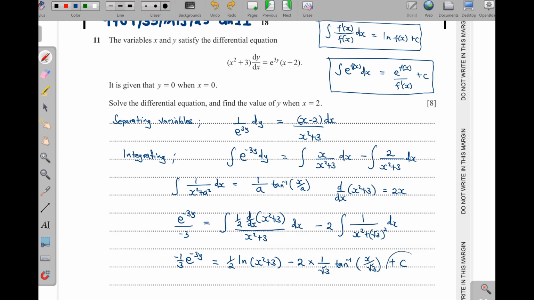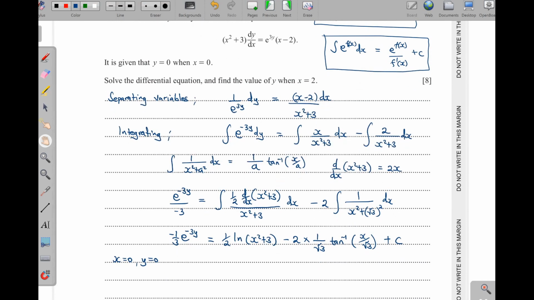Now we put this arbitrary constant because we don't know the constant which disappeared when they differentiated. You get that? Okay, now let's put x is equal to 0 and then y is equal to 0. So what shall we have here? You have negative a third, then e power 0, which is a 1. Then this is a half, then the natural log of this one is going to be 0 squared. This one will be a 3, not so? Is 0, then plus the 3 here.